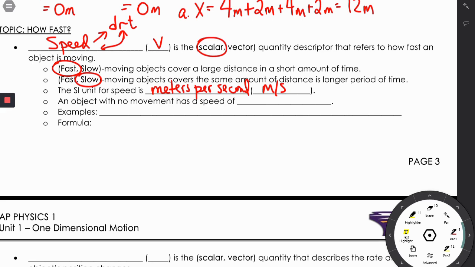An object with no movement, if it hasn't moved, has a speed of 0 meters per second. We say that it is at rest. At rest, comes to a stop, they all mean the same thing: 0 meters per second.